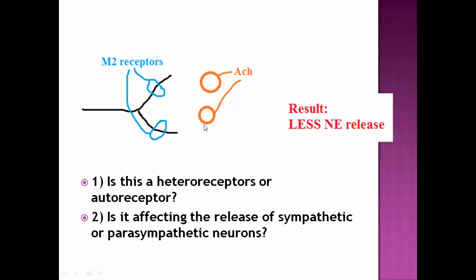Now let's take another example. Don't be confused between this one and this one. Here we have a decrease in norepinephrine, and we're dealing with acetylcholine. So acetylcholine is acting on the presynaptic M2 receptors in order to decrease norepinephrine release. So we are talking about heteroreceptors, because these two are different. And is this affecting the sympathetic or parasympathetic system? Obviously sympathetic, because the result is norepinephrine.